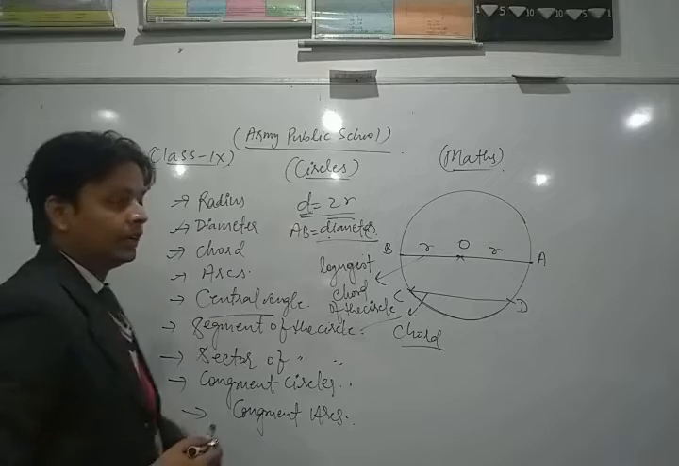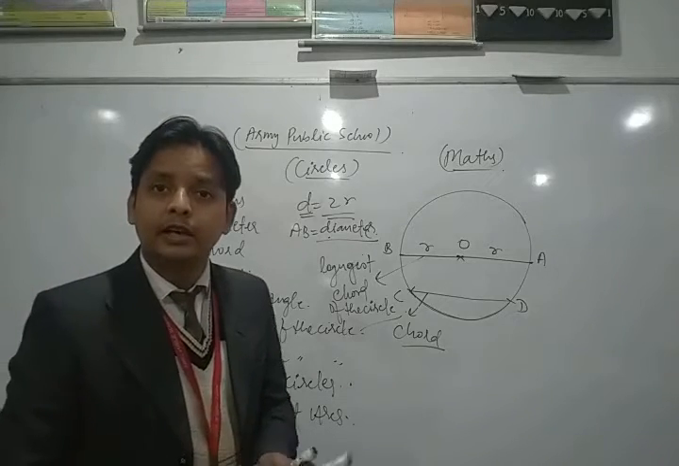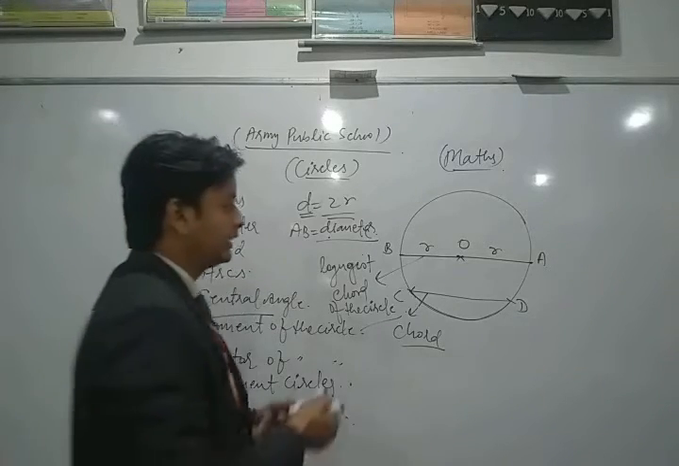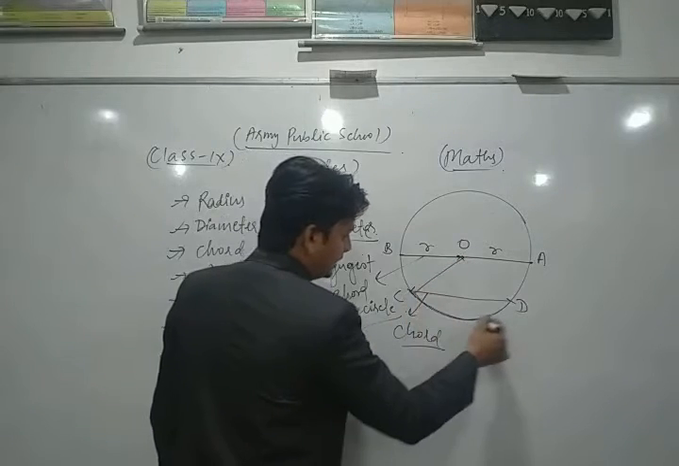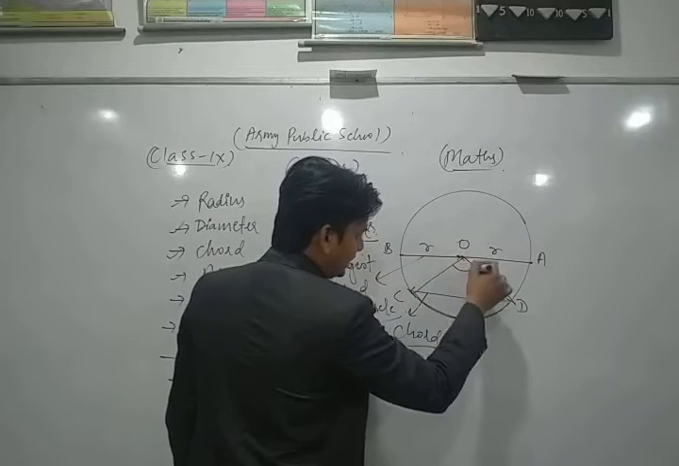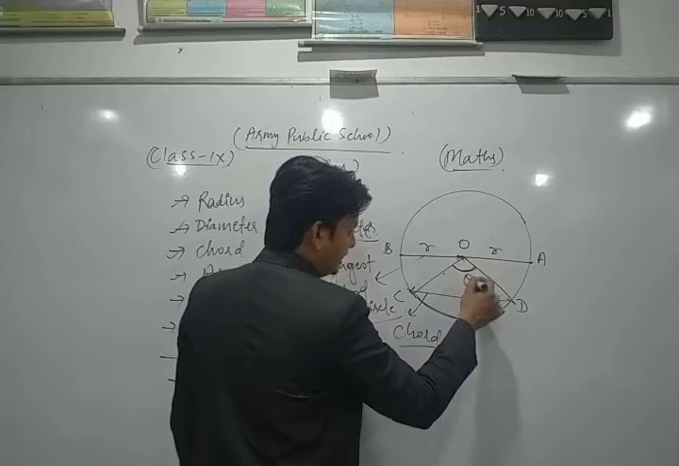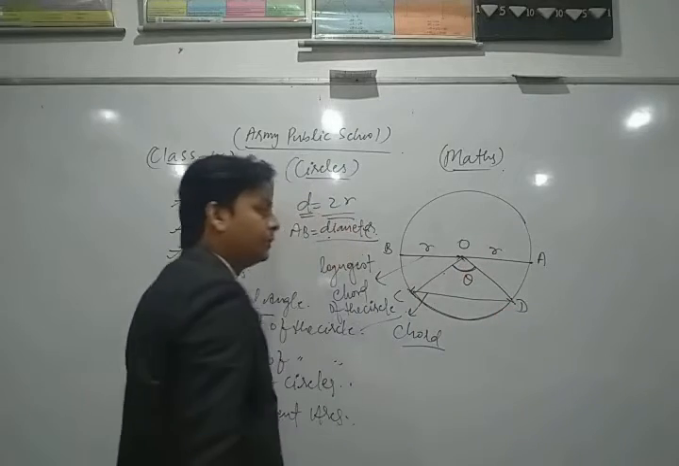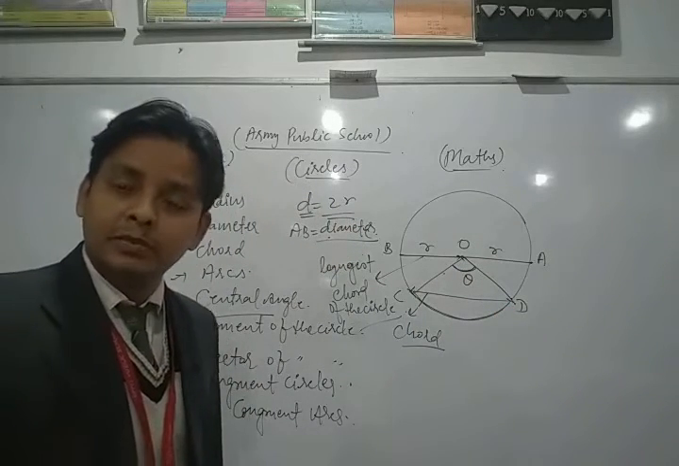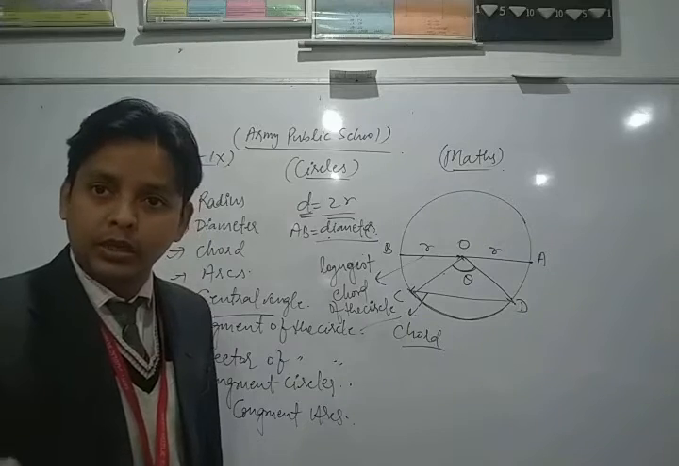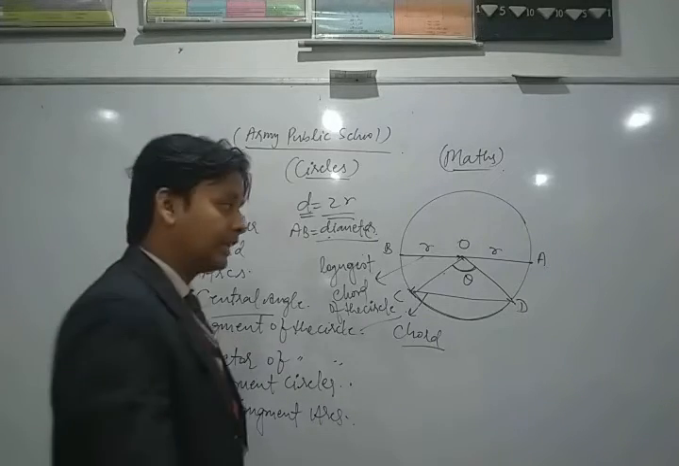Now central angle. Listen, the angle subtended by an arc at the center of the circle, like that. Look, the arc CD subtends an angle at its center, that is theta. The angle COD is the central angle. Similarly, minor and major arcs: there are two types of arc, minor and major.